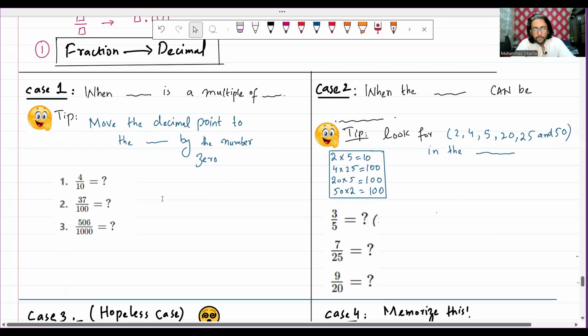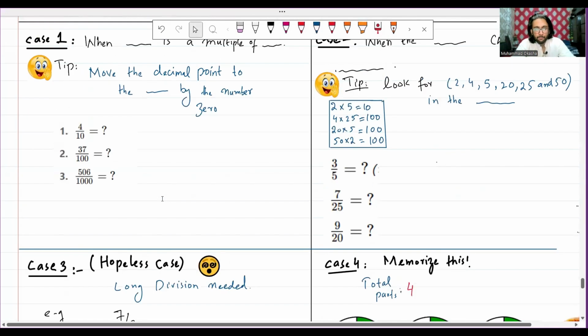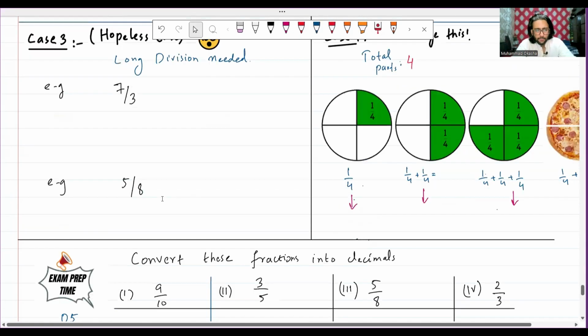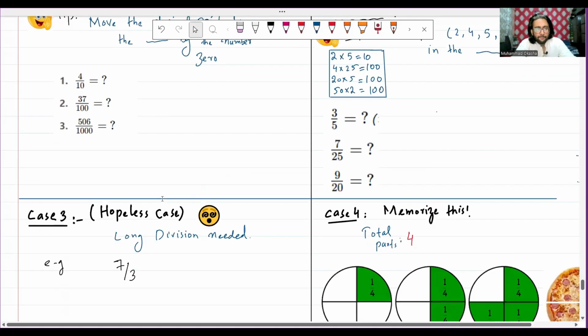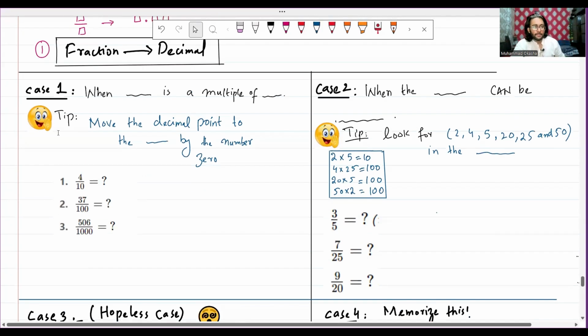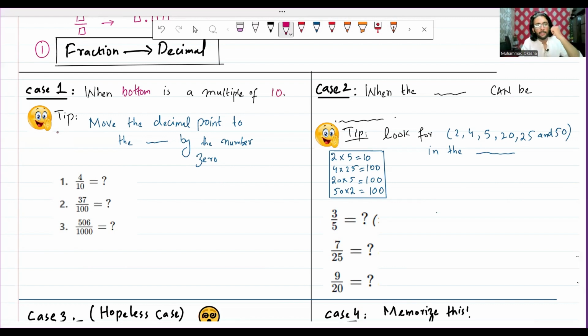Let's say we have a bunch of cases here. Okay, 4 very important cases. The first case is when the denominator, in other words, when the bottom, is a multiple of 10. This is the simplest case. The bottom is a multiple of 10.